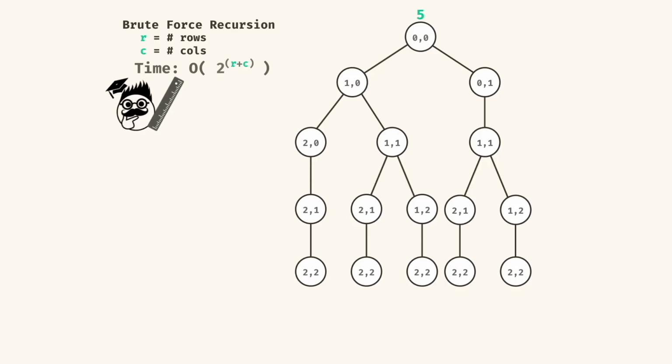Because you want to start in the top left corner, 0, 0, and travel to the bottom right corner, you have to traverse a path that is exactly R plus C moves long, because you need to move through all of your rows and all of your columns. For the same reason, the space complexity is going to be R plus C, just due to the stack depth. Stack depth is equal to the height of this tree, which we just said is roughly R plus C.